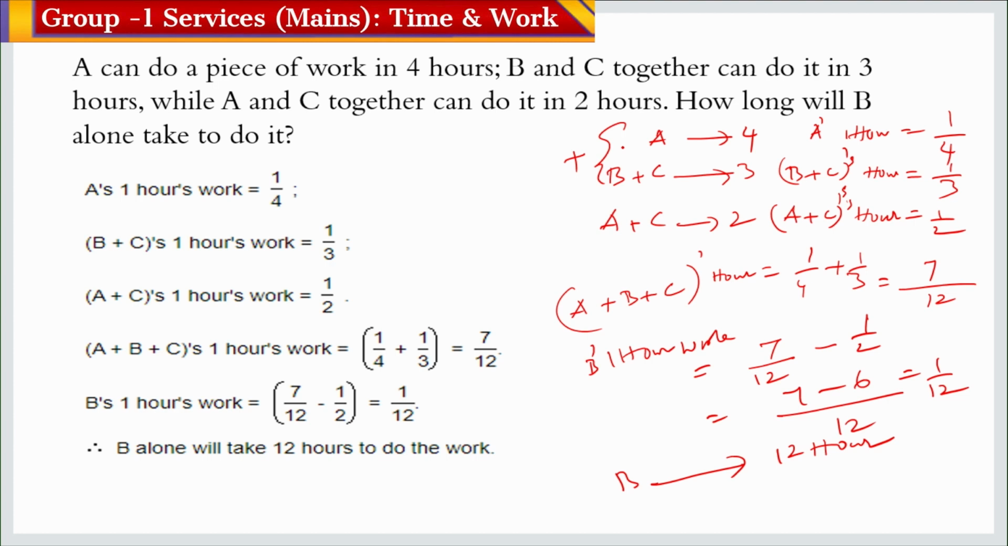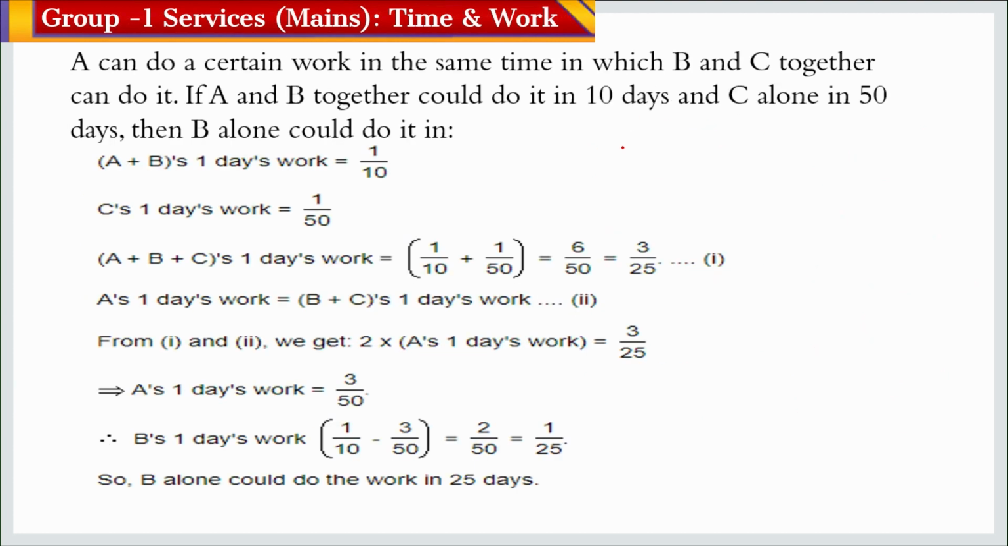And if you want to know B's work, how much time B takes to complete the work, simply subtract the work done by A plus C from A plus B plus C, which gives B's 1 hour work. And when you take the reciprocal of that, that gives how much time B takes to complete the work. It's 12 hours. Okay, now shifting to the next.